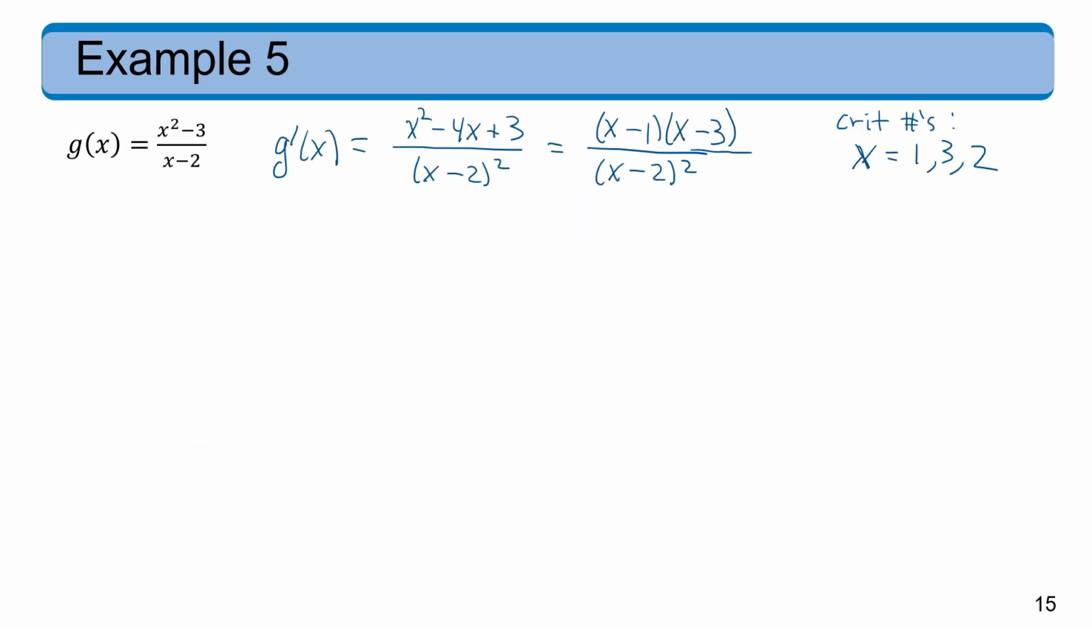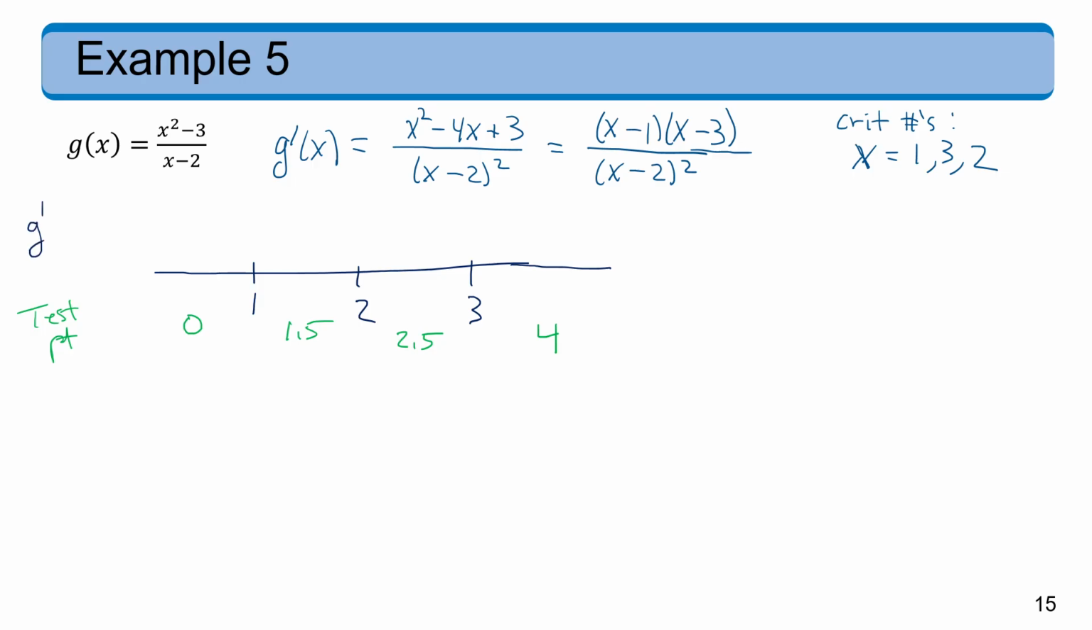So I've summarized at the top some of the things we found already. We just found there were 3 critical numbers, 1, 3, and 2, so we'll put them in order on our number line. And then we'll choose a test point. This time we have 4 subintervals. So I'm going to choose 0, 1.5, 2.5, and 4. And then we're plugging into g prime. And we always want to use the factored form if you can get it factored. So here's what that looks like.